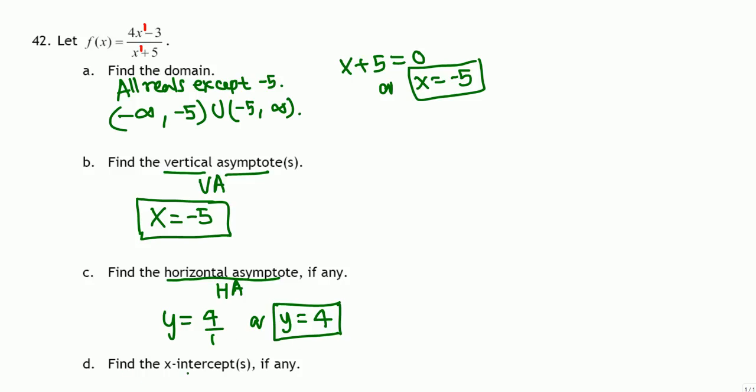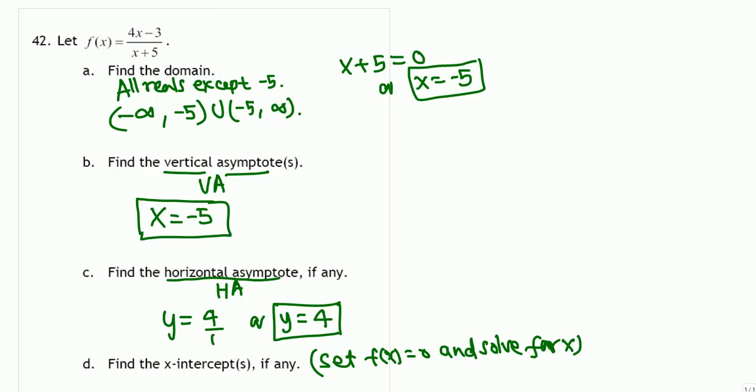And it asks you to find the x-intercepts. All the time we set the other variable 0. So for x-intercepts, we set y, meaning the function, to 0 and solve for x. Those x values are the x-intercepts. So we set this function 0. So we set (4x minus 3) over (x plus 5).